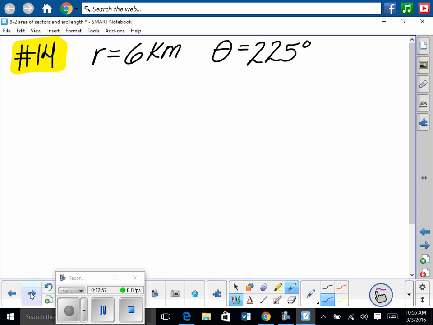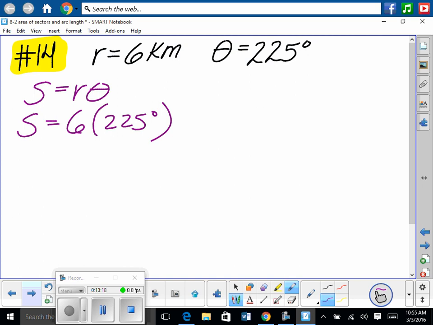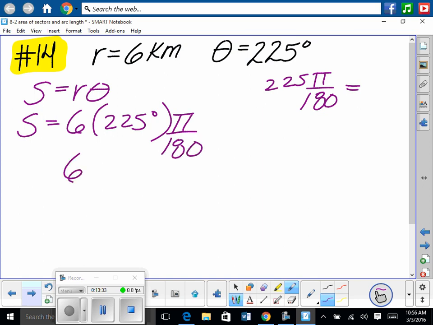Okay. Number 14, then I'll let you work for a while, okay? So number 14, it doesn't give us a picture, but our directions are still find the length of the arc. So we know that the length of any arc is S is equal to our radius times theta. So S is equal to our radius, which is 6 kilometers, times theta, which is 225. But can I put in 225, or do I need to put in the radian measure of 225? The radian measure. So I'm going to convert 225 by multiplying by pi over 180, so we can have it in radians. So we have 6 times what?